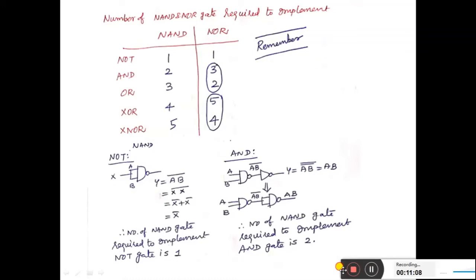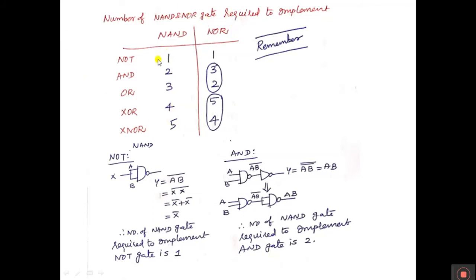Next question is a shortcut idea to remember how many NAND and NOR gates are required to implement any gate. For example, NOT, AND, OR, XOR, XNOR. Suppose they ask how many NAND gates are required to implement a NOT gate? The answer is 1. How many NAND gates to implement an OR gate? 3. How many NAND gates are required to implement XNOR? That is 5. So you can remember 1, 2, 3, 4, 5.